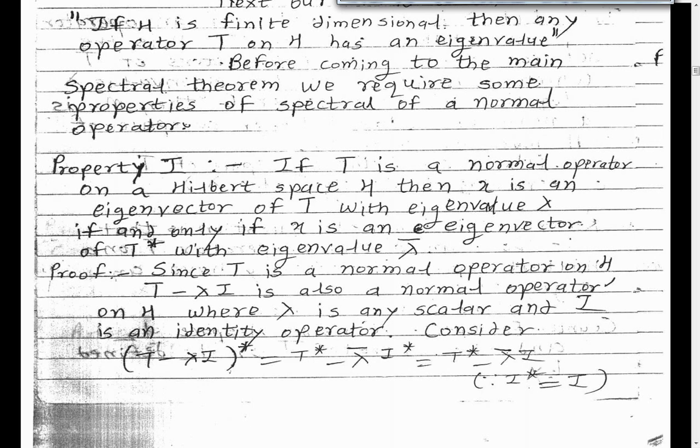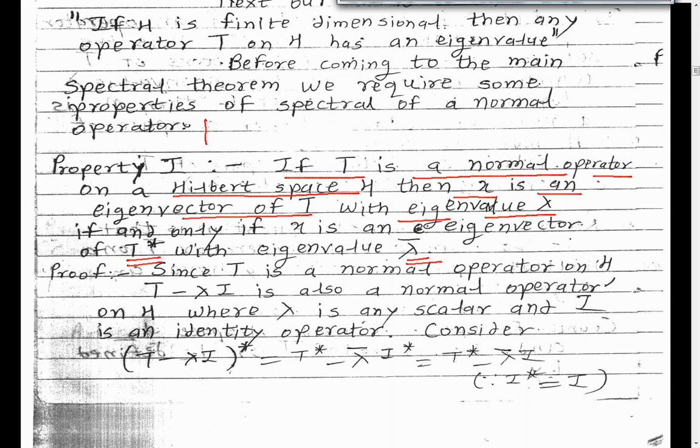So first property is, if T is a normal operator on Hilbert space H, then x is an eigenvector of T with eigenvalue lambda if and only if x is an eigenvector of T star with eigenvalue lambda conjugate.